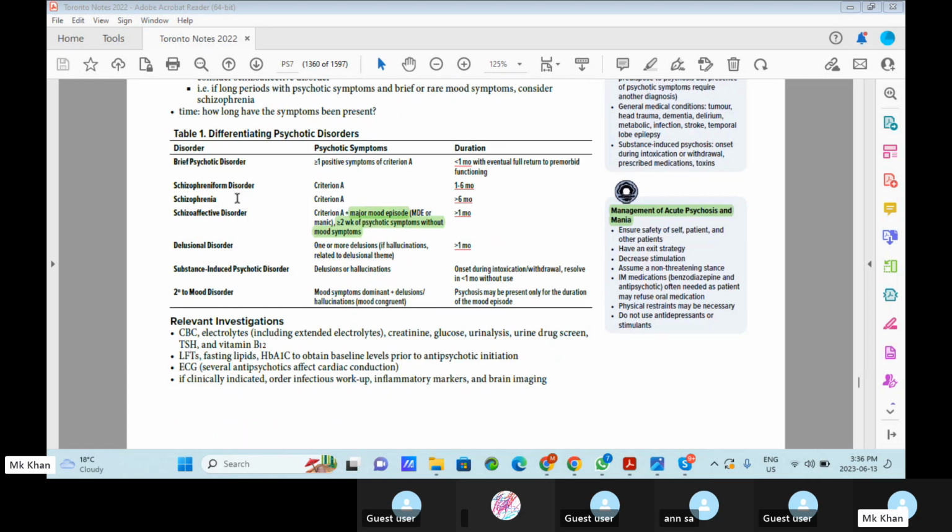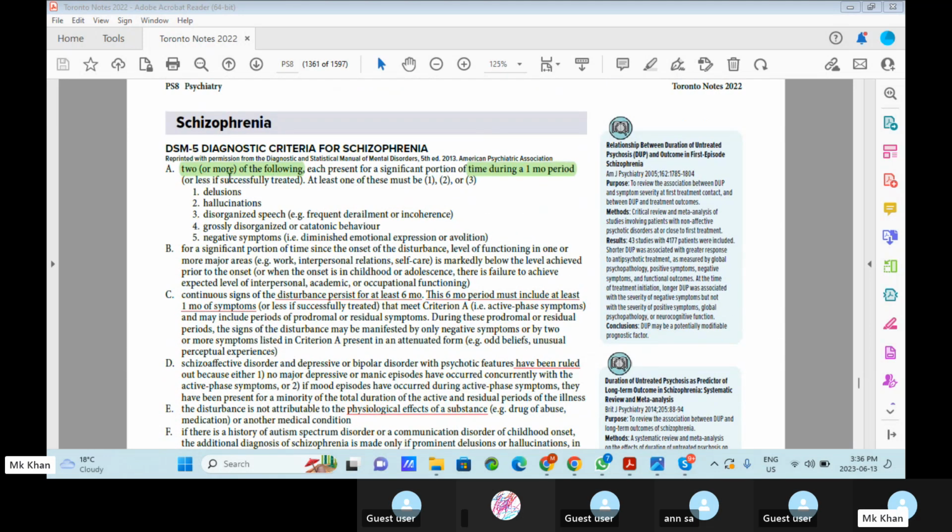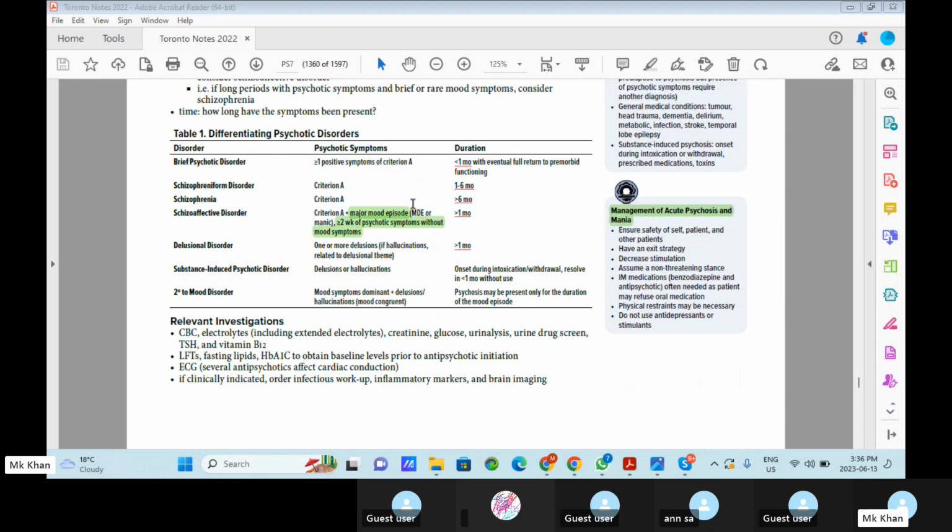Now the second one is schizophreniform disorder. Here criterion A is two or more of the following, each present for a significant portion of time during a 1 month period. Delusion, hallucination, disorganized speech, disorganized behavior, and negative symptoms: at least two are present for 1 month. At least one of these should be one, two, or three, so at least one of the first three should be met. Maybe the patient has delusion or hallucination or disorganized speech. That is basically our criterion A. But the duration is 1 to 6 months, because if it is after 6 months with the same criterion A, then the patient has schizophrenia.